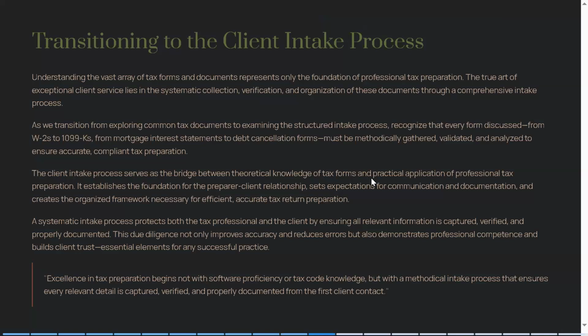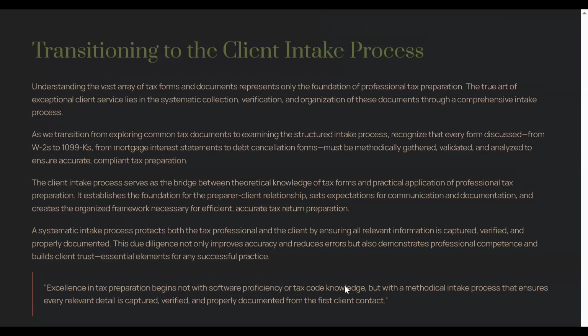Okay, so that will conclude our common tax forms. And again, there are a lot more forms, but we would be here all night if I went through every single one. So make sure you log into the school community, go into the course that says common tax forms, and familiarize yourself.